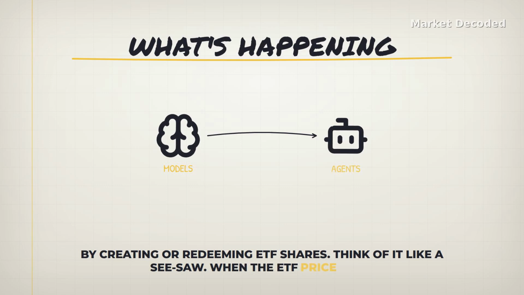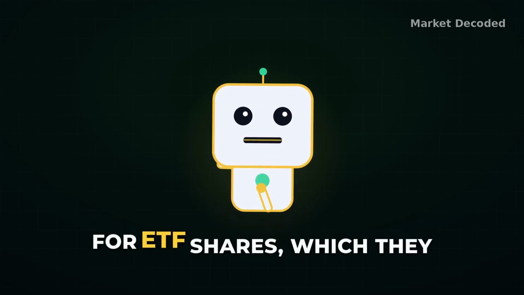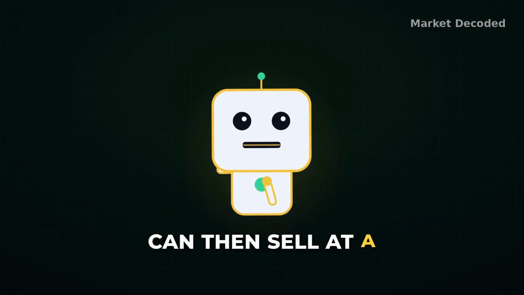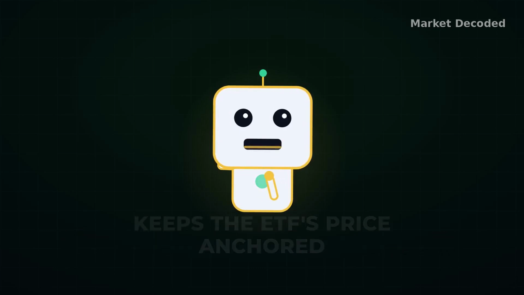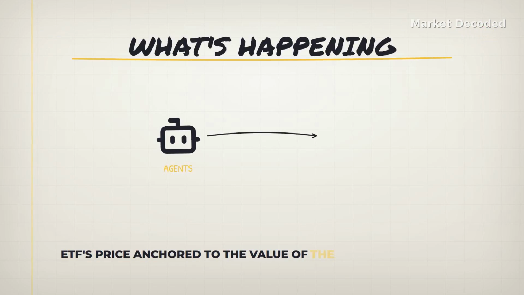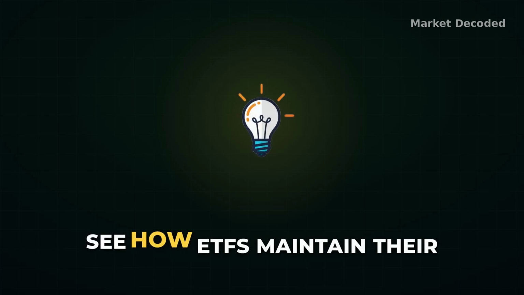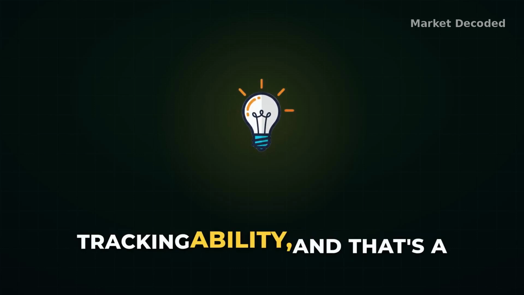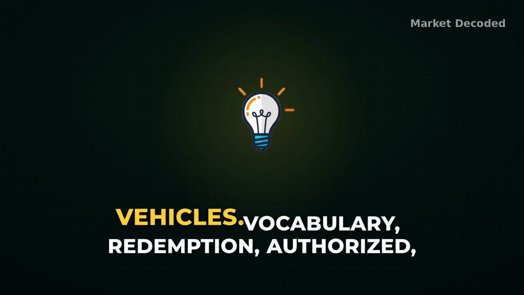When the ETF price is higher than the NAV, authorized participants can buy the underlying assets cheaply and exchange them for ETF shares, which they can then sell at the higher price, and vice versa when the ETF price is lower. This mechanism is what keeps the ETF's price anchored to the value of the underlying assets, and it's a crucial part of how an ETF actually works. By understanding creation and redemption, you can see how ETFs maintain their tracking ability, and that's a key insight into the inner workings of these popular investment vehicles.